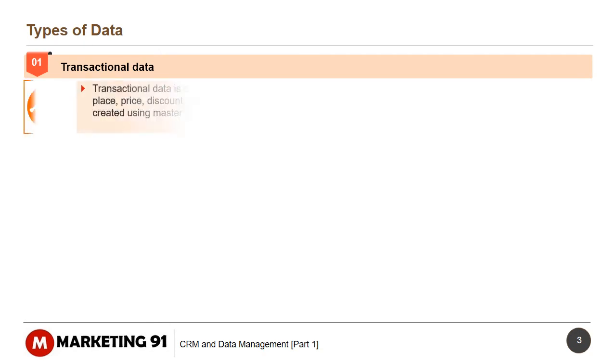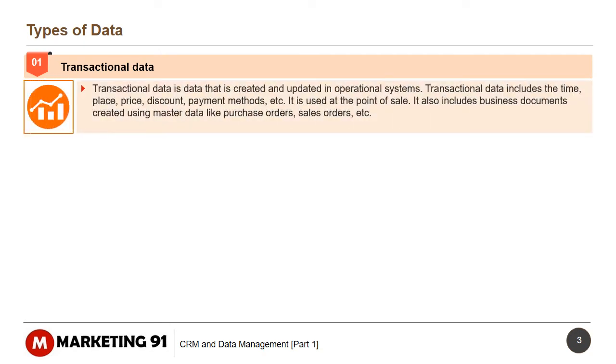Types of data: transactional data. Transactional data is data that is created and updated in operational systems. Transactional data includes the time, place, price, discount, payment methods, etc. It is used at the point of sale. It also includes business documents created using master data, like purchase orders, sales orders, etc.